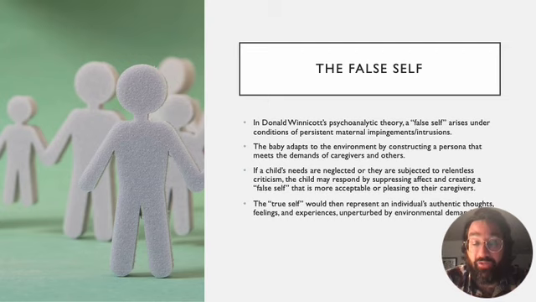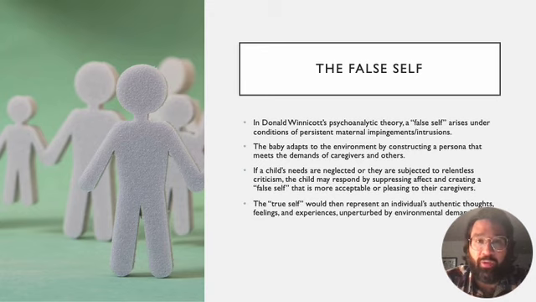So if a child's needs are neglected or they are subjected to relentless criticism, the child may respond by suppressing affect, right? Like not showing any sort of response or reaction. This creates a false self that is more acceptable or pleasing to the caregivers. So again, this relates really strongly to this notion of people pleasing. We would say that a people pleaser is not being their true self, right? They're putting other people's needs, other people's feelings ahead of their own, but too often, too much, right?